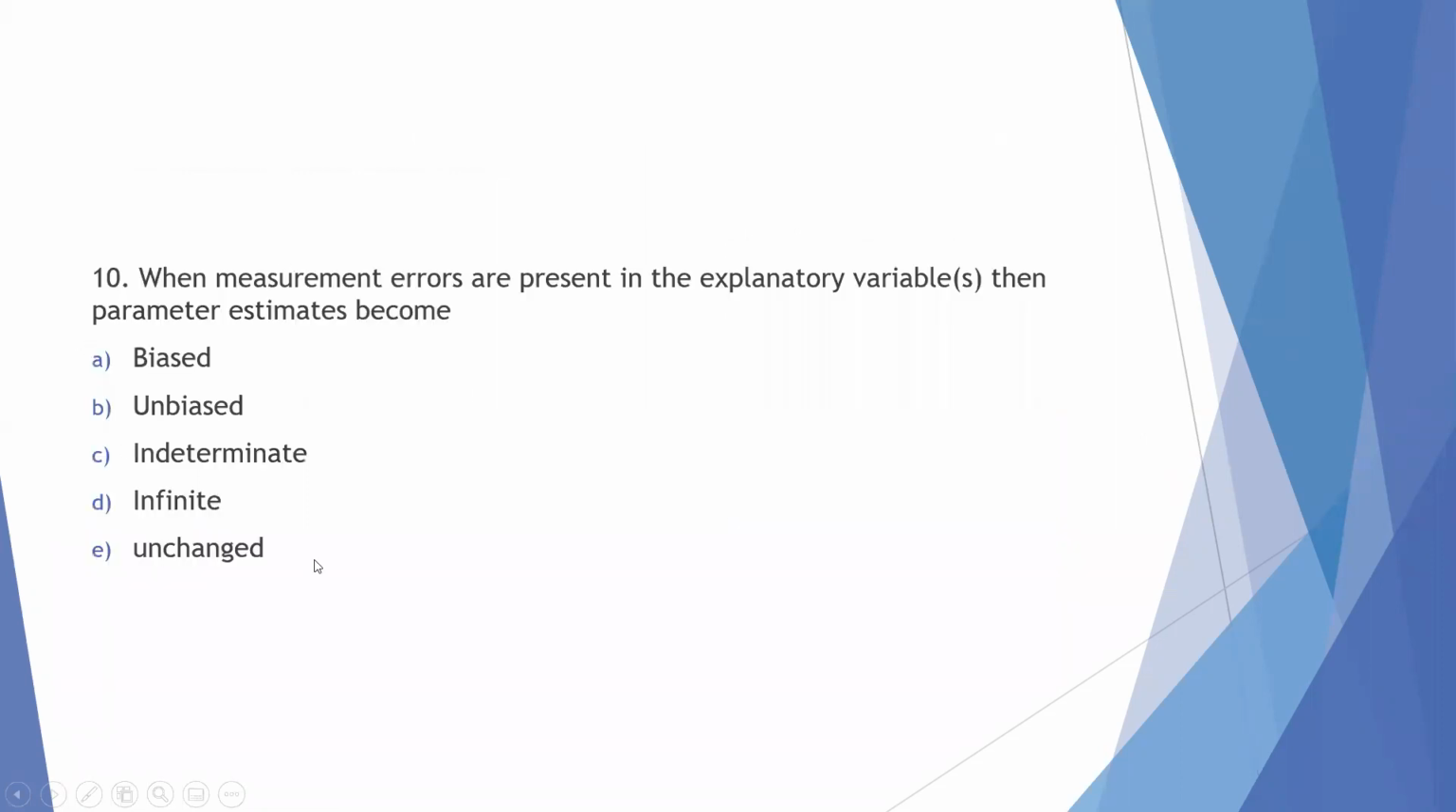And the last one is quite easy. When measurement errors are present in explanatory variables, then the parameter estimate becomes what? Biased, unbiased, indeterminate, infinite, unchanged. A. They become biased. Yes, the right answer is A.